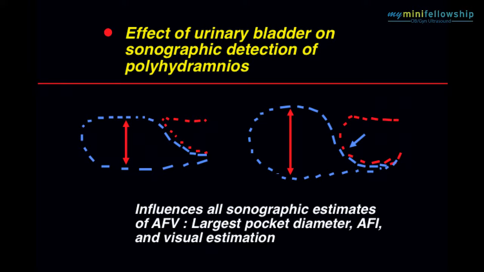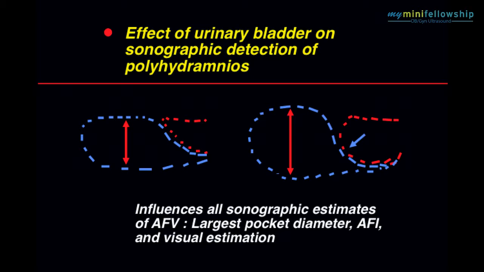I want to further caution you about the effect of the urinary bladder on sonographic detection of polyhydramnios. Now, you've been warned about an overfilled urinary bladder in many respects, closing down an open cervix, making a cervix appear longer than it truly is, making something look like a placenta previa when it isn't a placenta previa. Yes, there are many reasons why you do not want an overly distended urinary bladder when you are conducting an obstetrical sonogram in the 2nd or 3rd trimester of pregnancy.